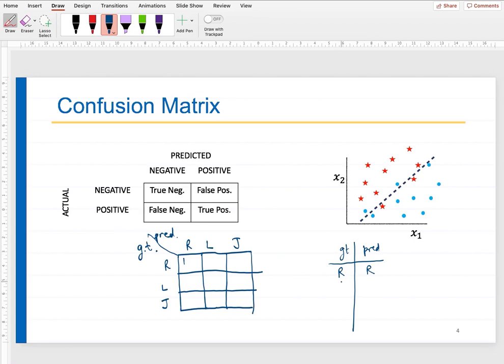In this way, the next example was a rose, but my machine said it is a jasmine. What should I do? The ground truth is rose, but the prediction is a jasmine, so I will increase one here. In this way, I keep going. My ground truth is a lotus, and my machine says it is a rose. What should I do? Can we just tell?